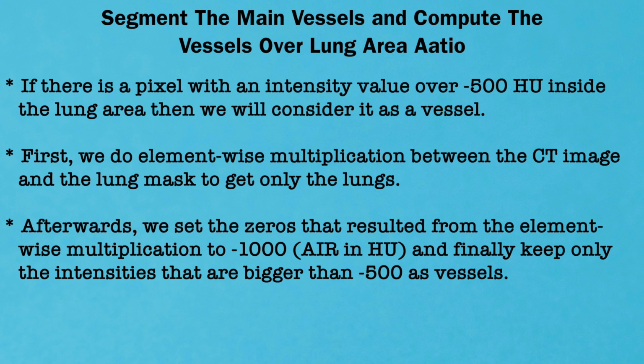So first we do element-wise multiplication between the CT image and the lung mask to get only the lungs. Afterward, we set the zeros that resulted from the element-wise multiplication to -1000, air in HU, and finally keep only the pixels that are bigger than -500 as vessels.